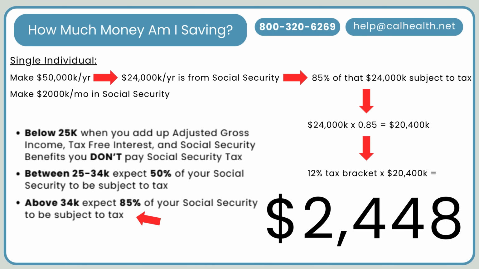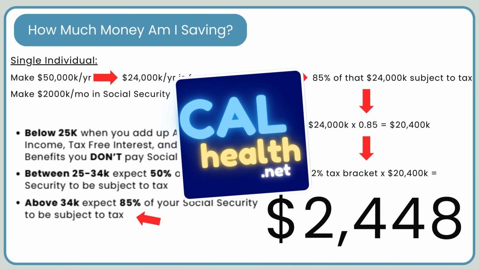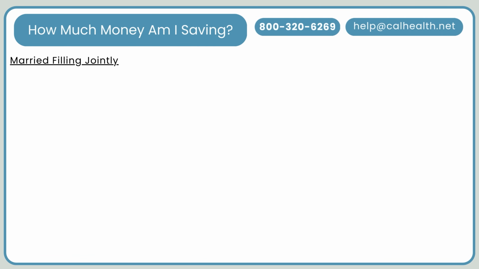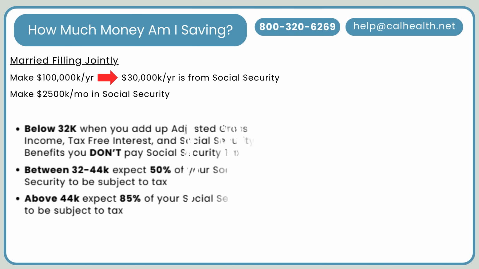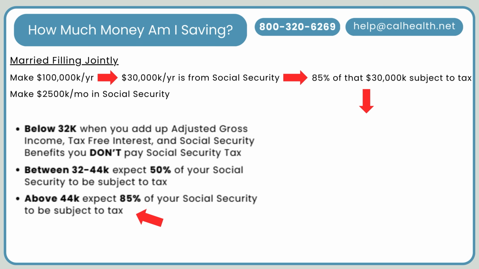Now let's look at a couple filing jointly. Let's say a couple earns $100,000 and $30,000 of that is Social Security. So right off the bat, the 100K is going to put us over the limit where we get to the max percentage of Social Security subject to tax, 85%. So we take the $30,000 of Social Security, we multiply it by 0.85, and we get $25,500, meaning that's the amount that's going to be subject to tax.